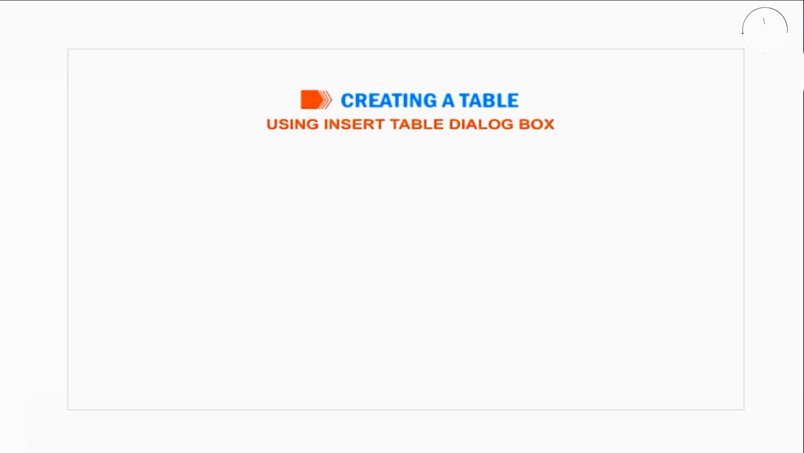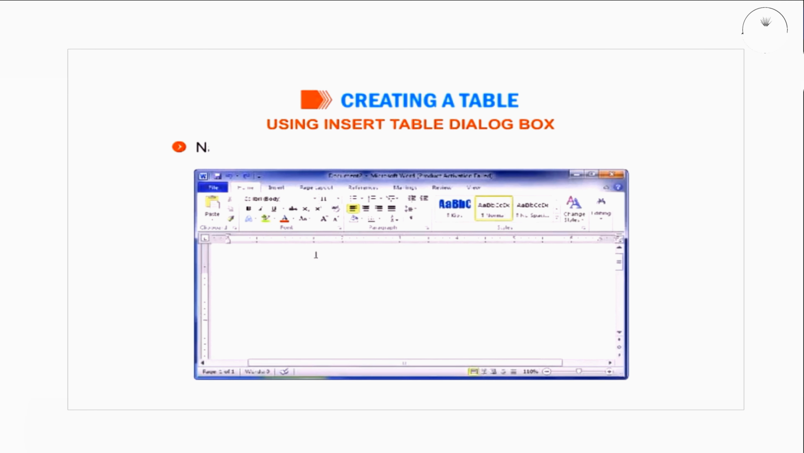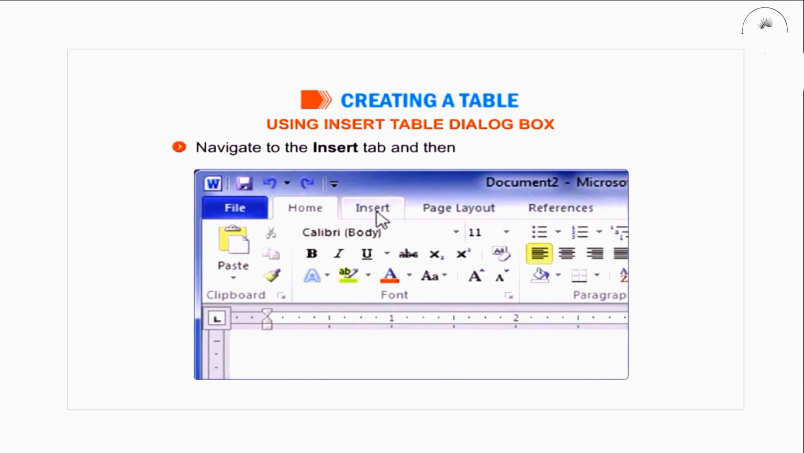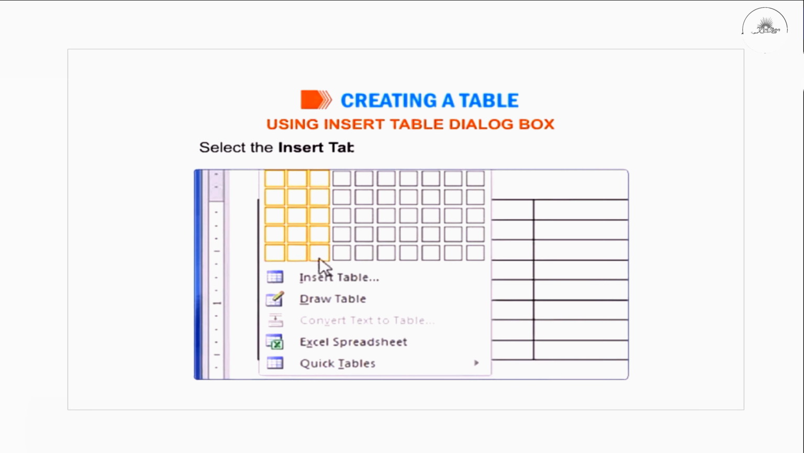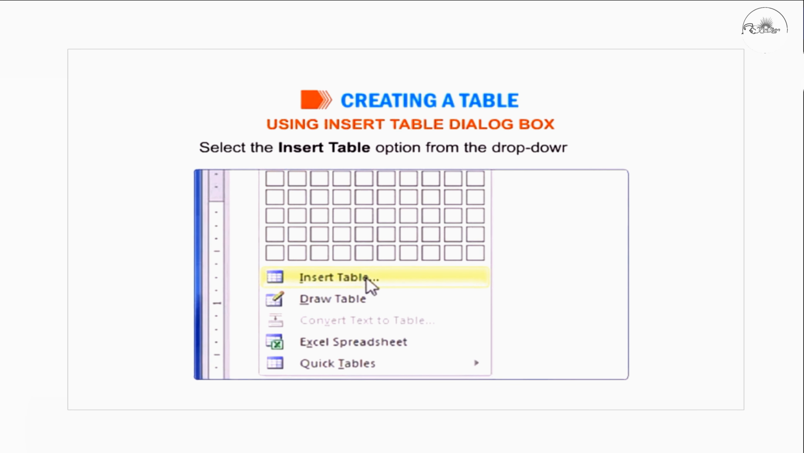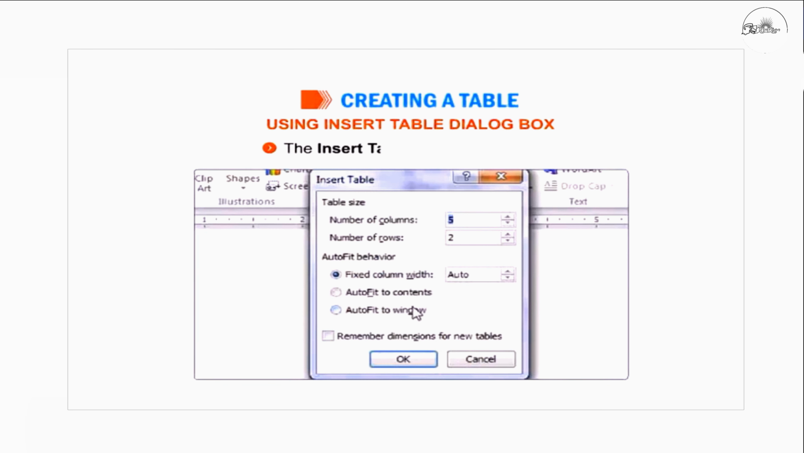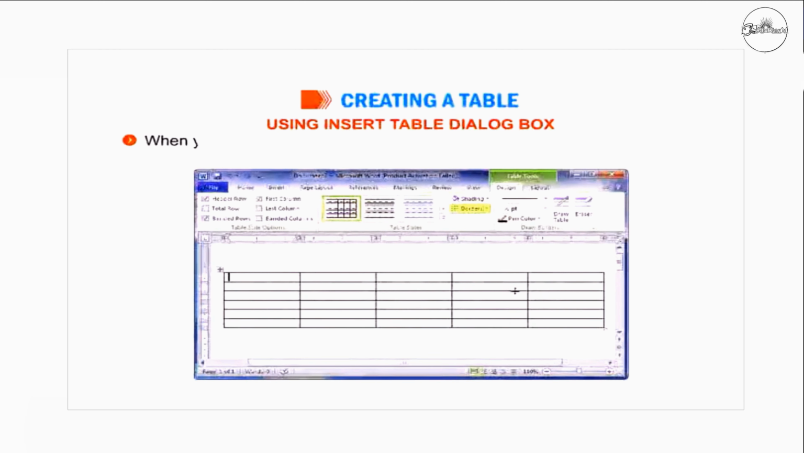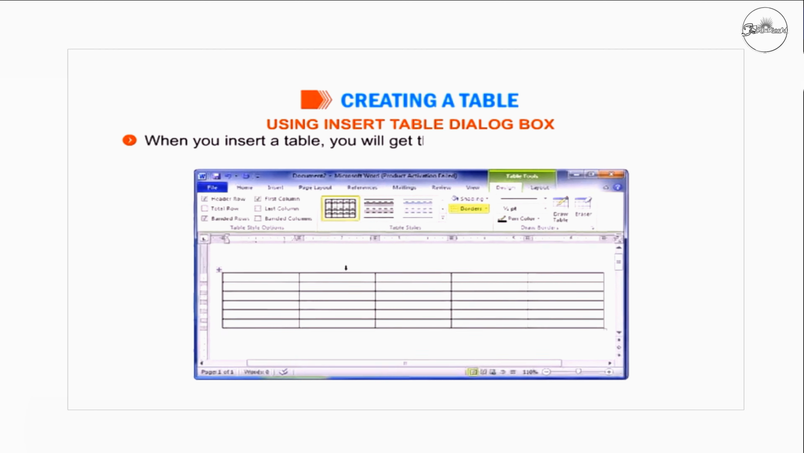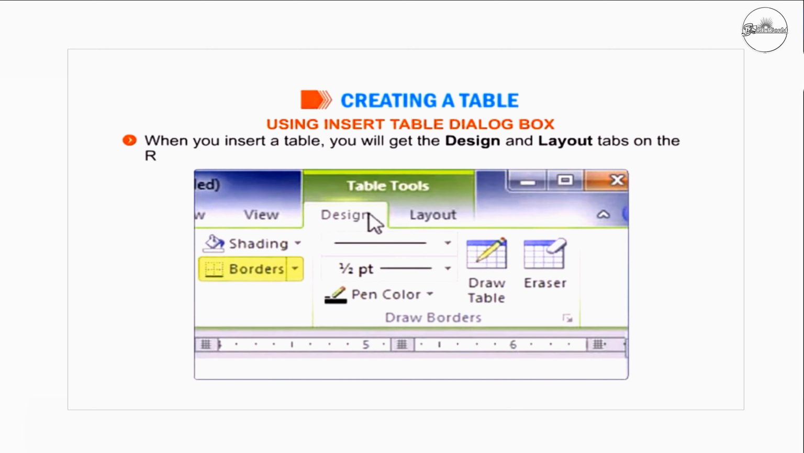Using the Insert Table dialog box, navigate to the Insert tab and then click on the Table button. Select the Insert Table option from the drop-down menu. The Insert Table dialog box appears. Specify the number of columns and rows in the dialog box and click OK. When you insert a table, you will get the Design and Layout tabs on the ribbon under the Table Tools.